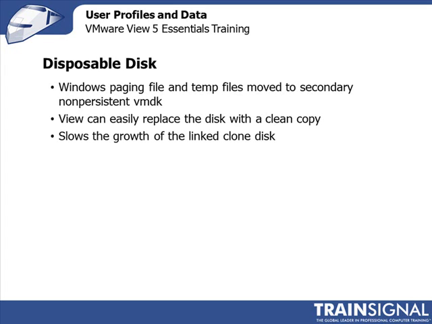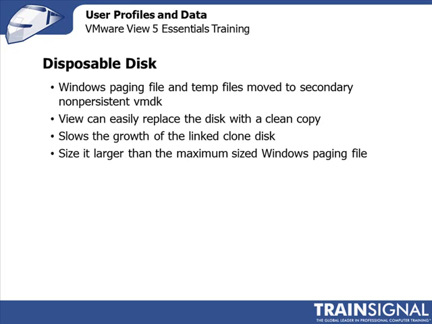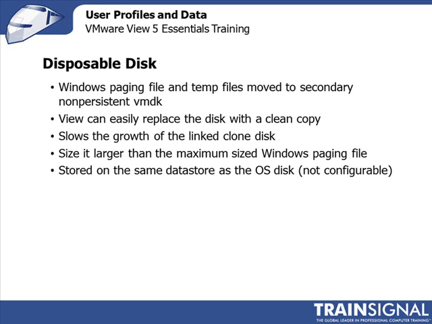This has the dual advantage of reducing your amount of storage and increasing performance because you're not continually growing that linked clone disk. You want to make sure to size it larger than the maximum page file size within Windows. In this case, it makes a lot of sense to explicitly define the size of the paging file so that you can properly size the disposable disk as well. Now, the disposable disk will be stored on the same data store as the OS disk.